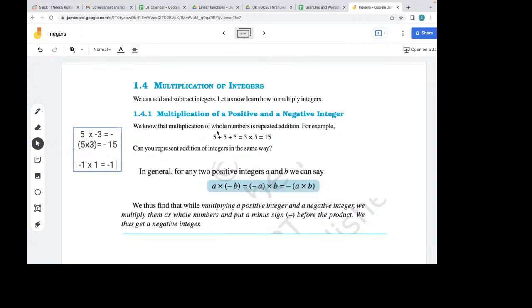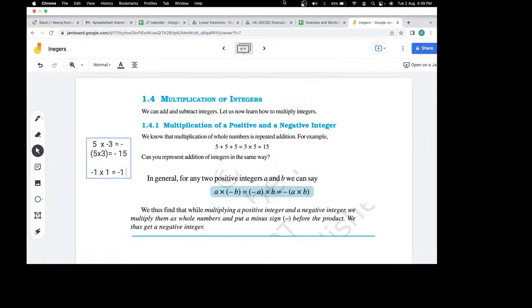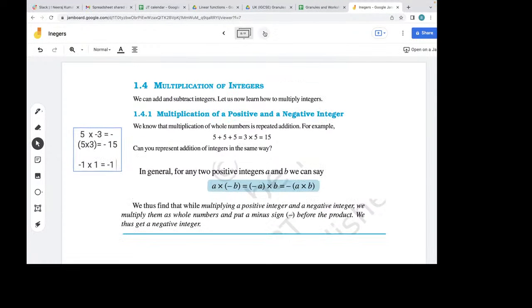So whenever you multiply two different integers, that is one positive and one negative, the product will always be negative. You always need to remember that. Okay, now let's move on.